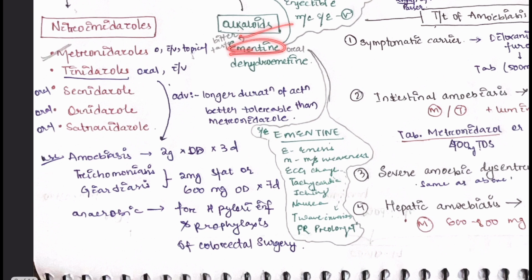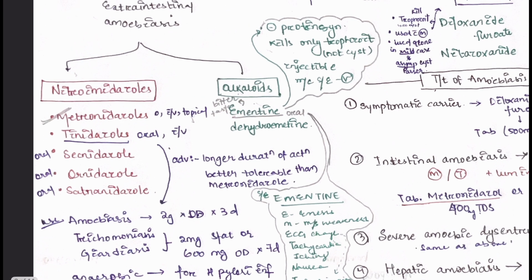Next is alkaloids, emetine. Emetine inhibits protein synthesis. Before that, we will see the mechanism of action of these nitroimidazoles when we read about metronidazole in detail. Emetine kills only the trophozoite, not the cyst. It is injectable and the most common side effect is vomiting. It's an alkaloid, it has bad taste and is not taken orally.